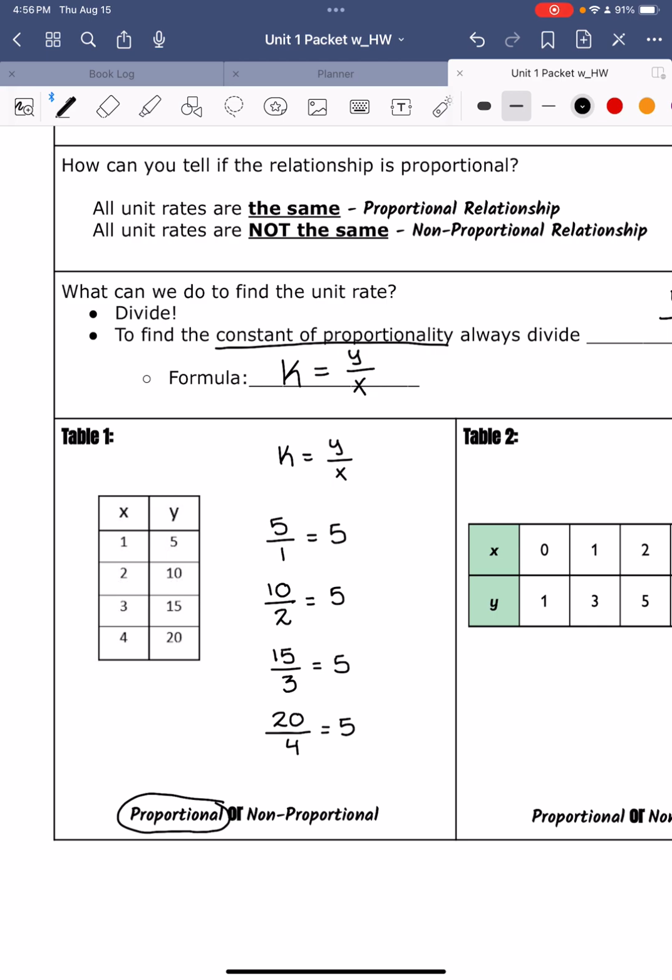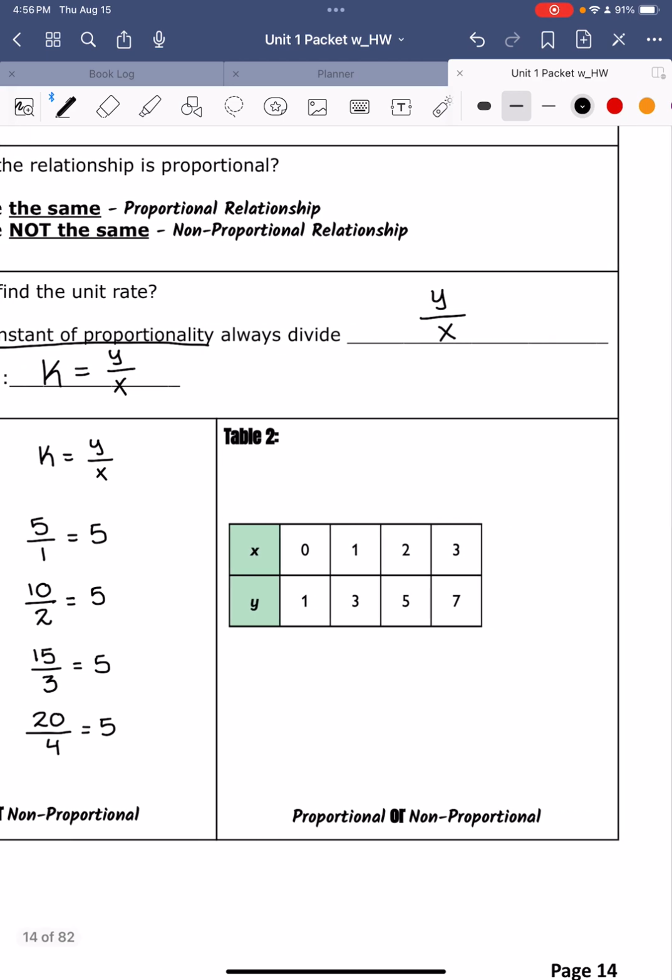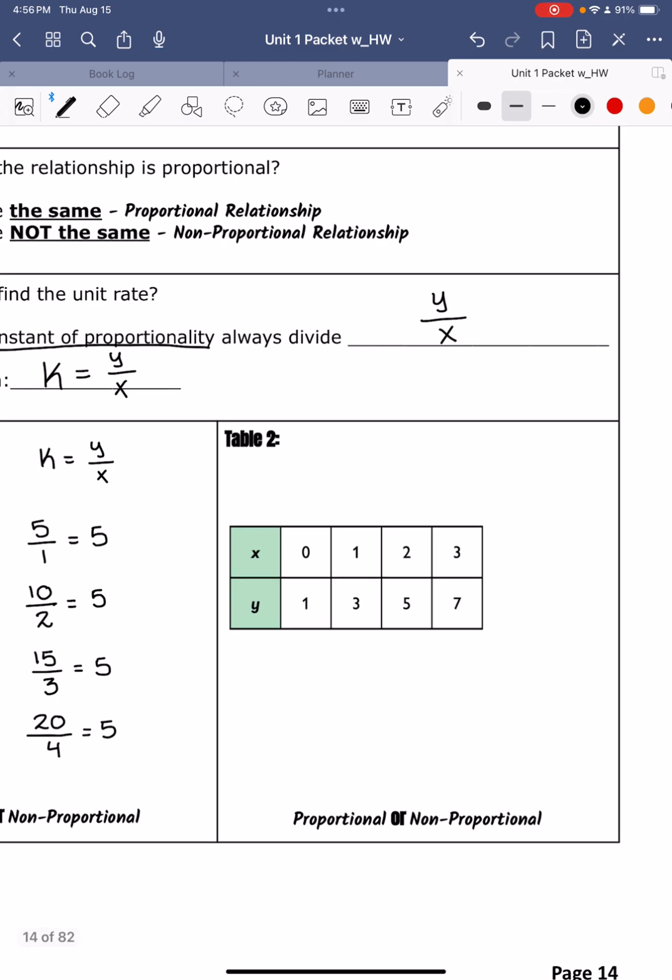We're going to take a look at table 2 now. Now, table 2, this chart is set up differently. It's horizontal instead of vertical, but it's the same exact thing. X is the first row, y is the second row. So I'm going to write down my formula again, k equals y divided by x, and I'm going to try all of my values. Now I have 1 over 0, which we're going to leave blank.